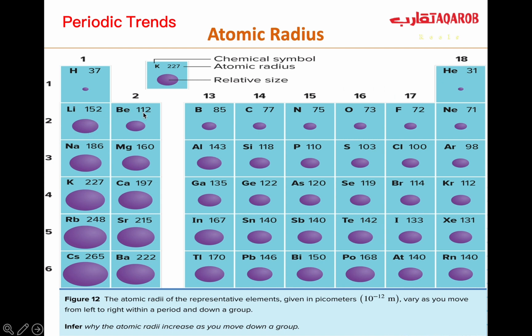The atomic radii of the representative elements are given in these numbers, as you see here, 152, 112. These numbers are given in picometers, which is 10 to the power of negative 12 meter. Okay.